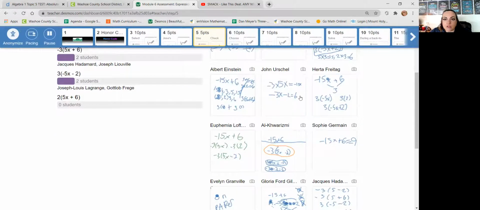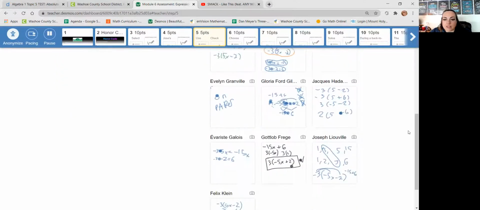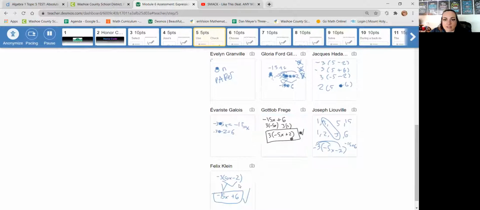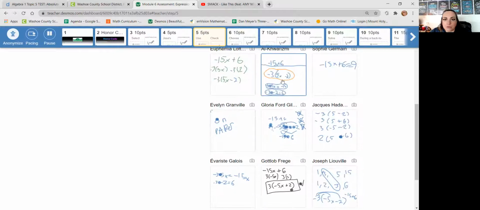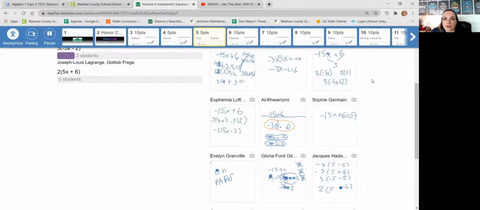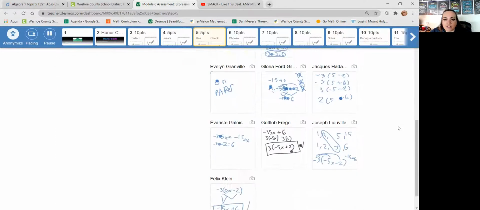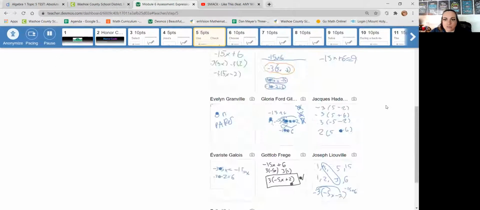So this is where I was looking for people who, whatever they chose for their answer after they factored, to redistribute and see if it made sense. Again, lines showing what we're multiplying, and circling final answers, and using check marks to prove that we checked our work.